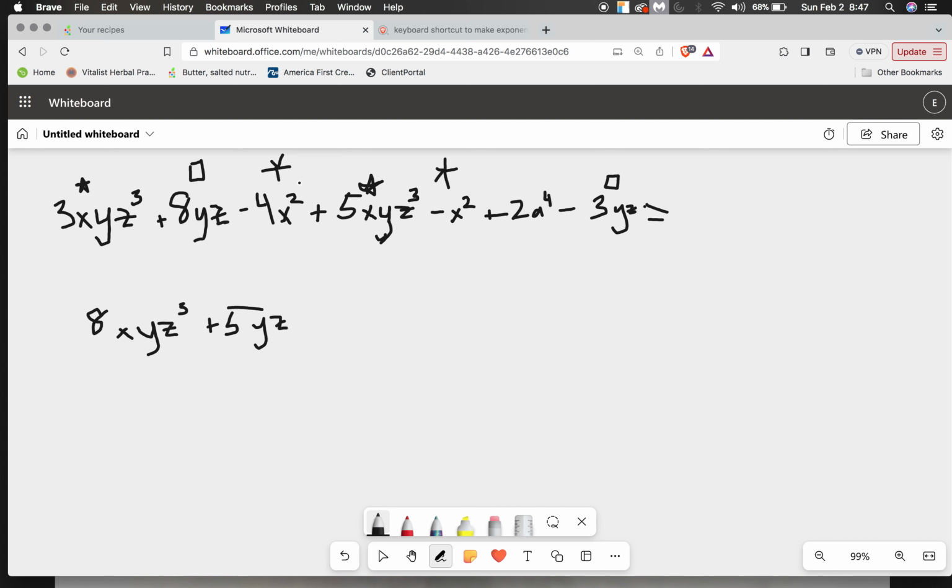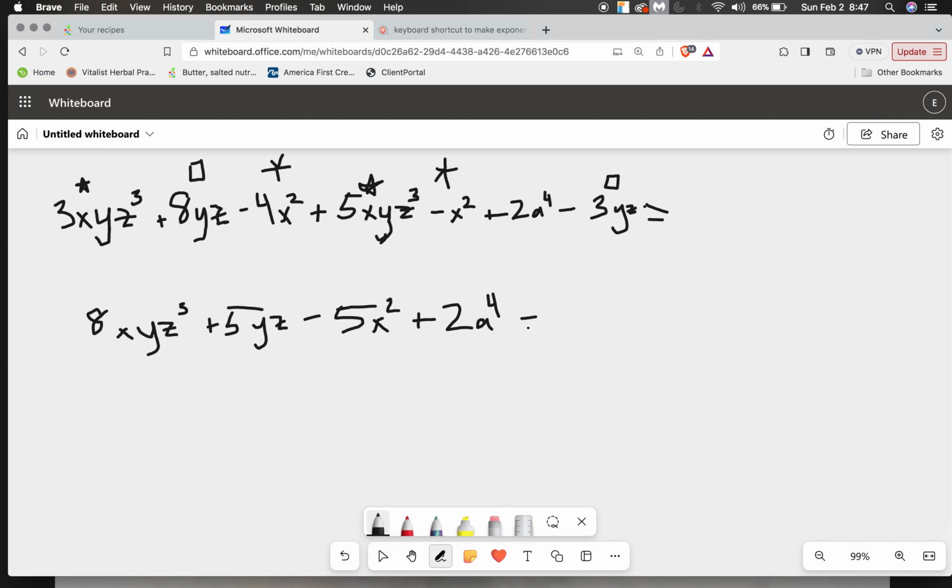Moving on to our little sunbursts, we have -4x squared minus x squared. -4 minus 1 is -5. -5x squared. And then we cannot forget our last term. Do not forget this poor little guy just because he doesn't have a shape. Remember that he needs to be added on there. He didn't have any like terms to work with, but he needs to be a part of the final equation.